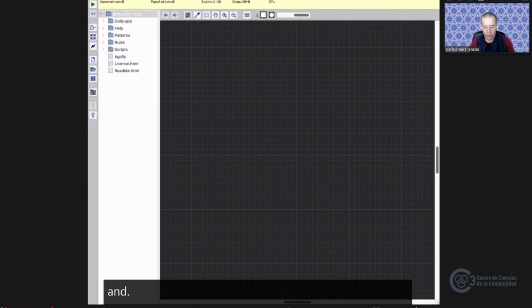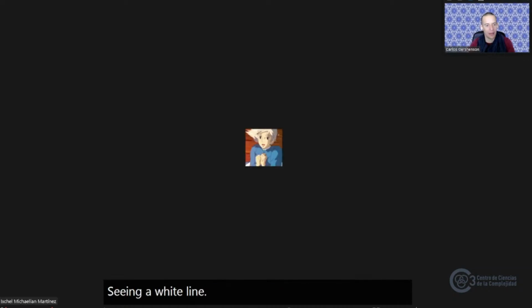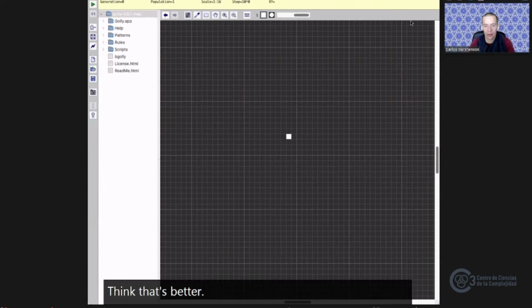Every time I share the screen, the Zoom screen disappears. But anyway, am I sharing the right screen? I'm seeing a white line. Let me try again. I think that's better.